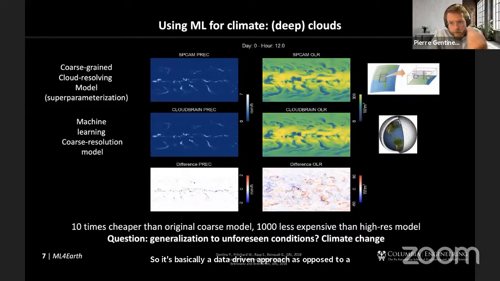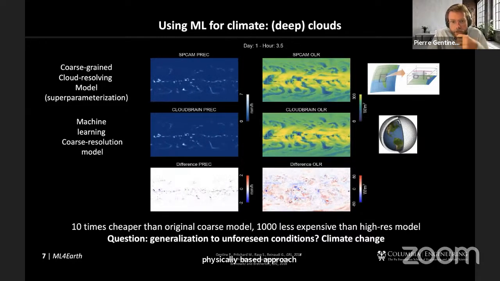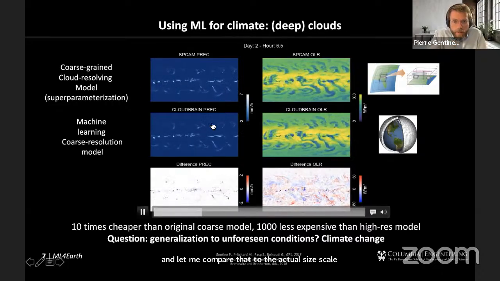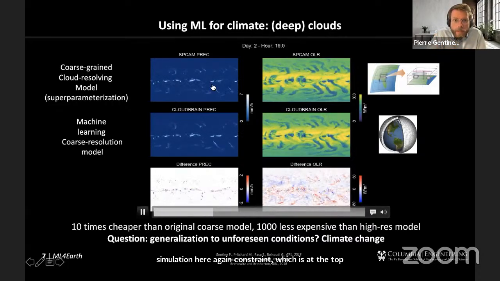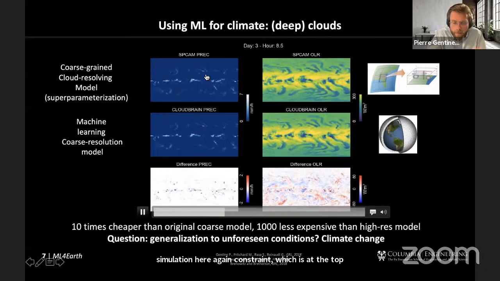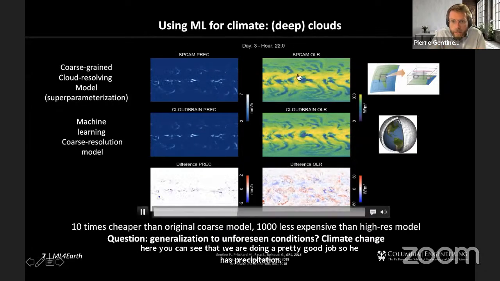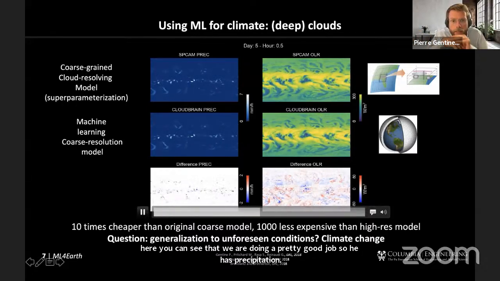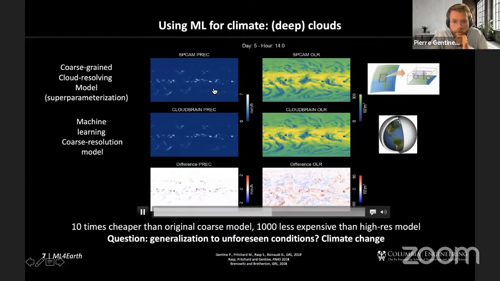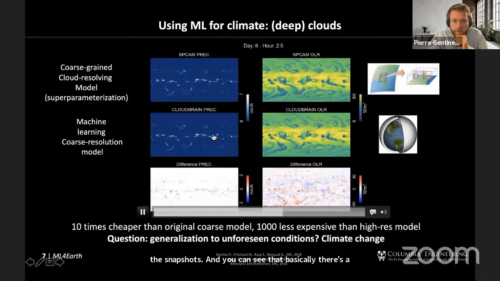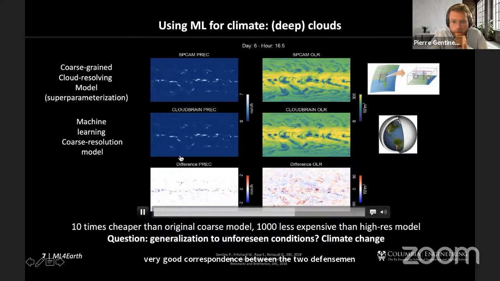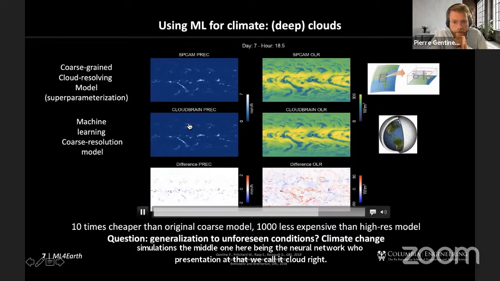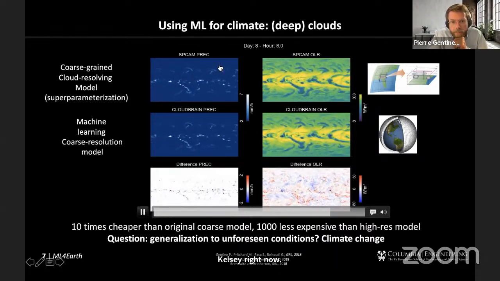And when we compare that to the actual fine scale simulation here, again, coarse grained, which is at the top here, you can see that we are doing a pretty good job. So here is precipitation at the surface, outgoing longwave radiation, just up to 2D snapshots. And you can see that there's a very good correspondence between the two different simulations, the middle one here being the neural network representation of that. We call it Cloud Brain, or C-Brain now. And you can see at the bottom the difference between the two.